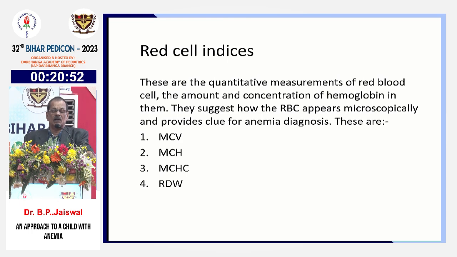Now, what are red cell indices? These are the quantitative measurements of red blood cells, the amount and concentration of hemoglobin in them. This tells you how much hemoglobin is in the RBC. So you will have to know. Mean cell volume tells about volume. MCH I will let you know in brief.